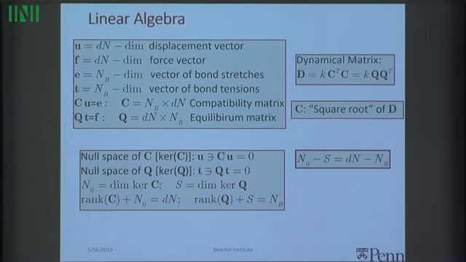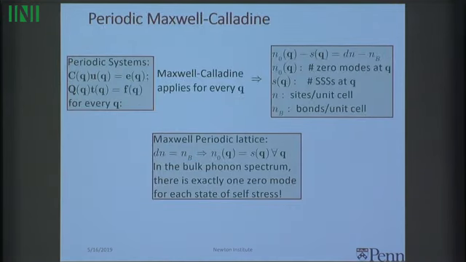So from that, we can derive this important index theorem that says that the number of zero modes minus the number of states of self-stress, so this is really the dimension of the null space of Q, is equal to the number of degrees of freedom minus the number of constraints. And for us, that's 0 as long as we stay with periodic boundary conditions.